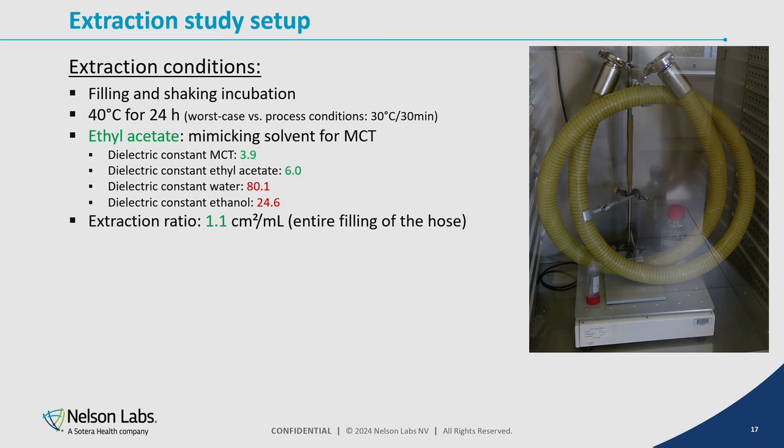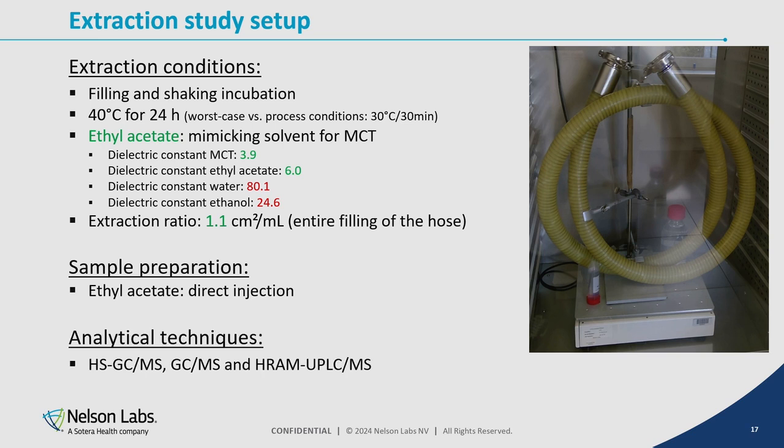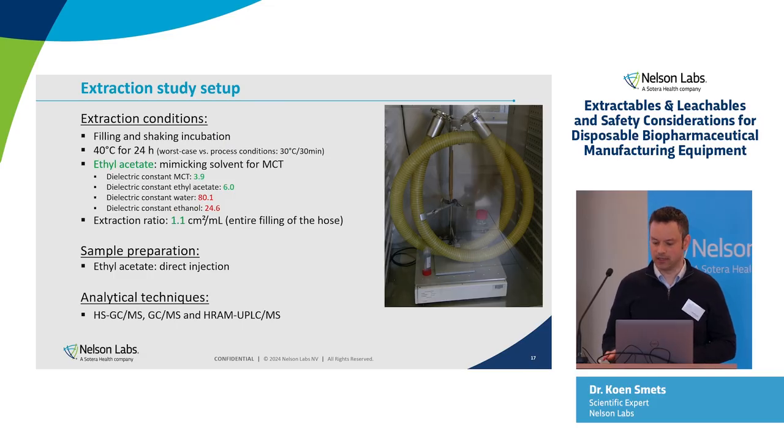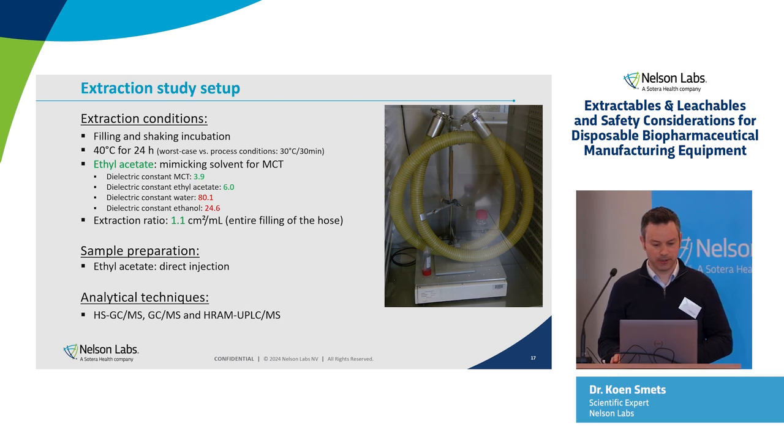The sponsor could not provide us with the tubing with a smaller inner diameter, which can be used to increase the extraction ratio, but that was not an option for this example. And also we wanted not to cut the tubing into pieces, because that would also not be a representative contact compared to the tubing as it is used in the process. With regards to sample preparation, the ethyl acetate can be directly injected into our instruments. And again, we use the standard screening methods for the volatile, semi-volatile, and non-volatile compounds.